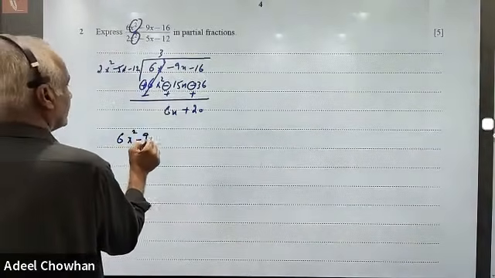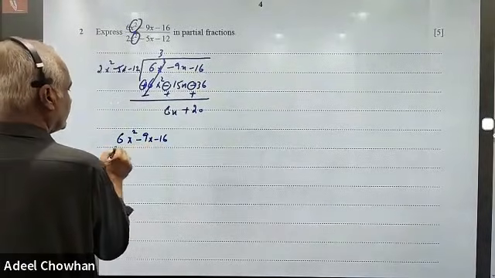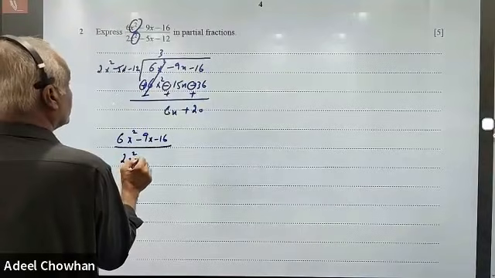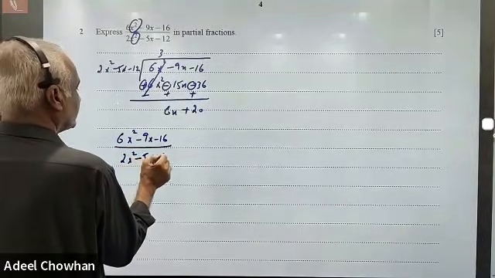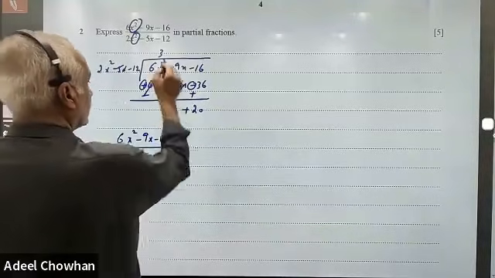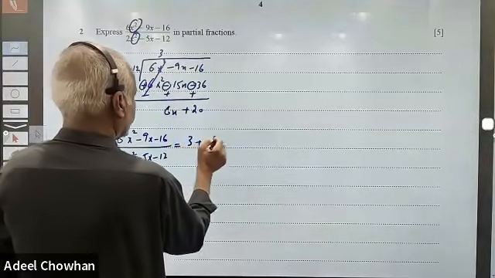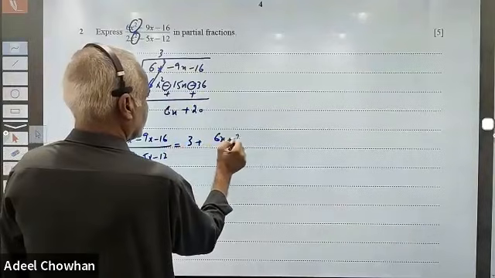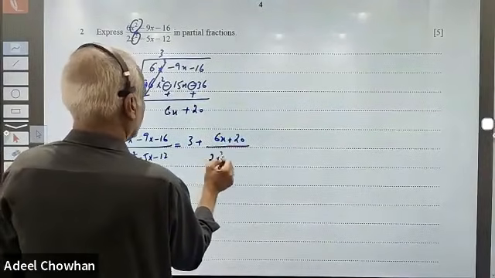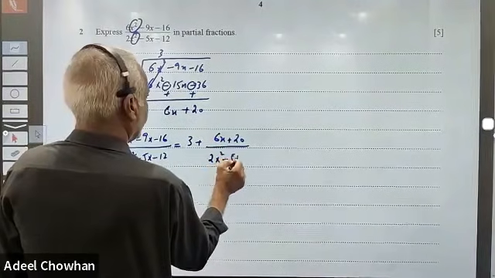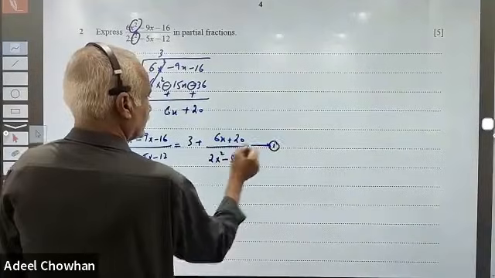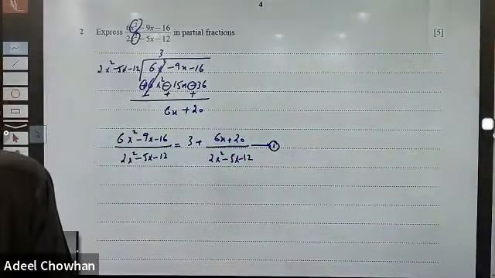So we can write this fraction as (6x squared minus 9x minus 16) over (2x squared minus 5x minus 12) is equal to, this is the quotient, 3 plus (6x plus 20) over (2x squared minus 5x minus 12). Let's say it is equation number 1.